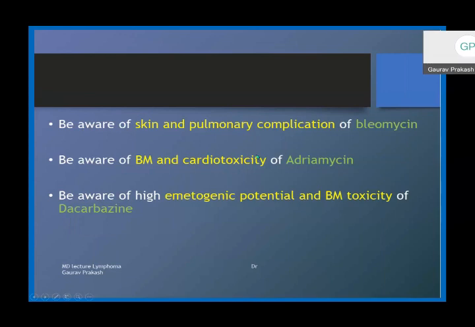Whenever you are giving ABVD, remember that Hodgkin lymphoma is a disease of the young. Be very aware of the skin and pulmonary toxicity of bleomycin. Bleomycin can give rise to severe pulmonary interstitial lung disease, which can be fatal. With adriamycin and dacarbazine, you have to understand bone marrow toxicity is there. Cardiotoxicity is only with adriamycin, and dacarbazine has high hematogenic potential, bone marrow toxicity, and it also has some bearing on fertility.